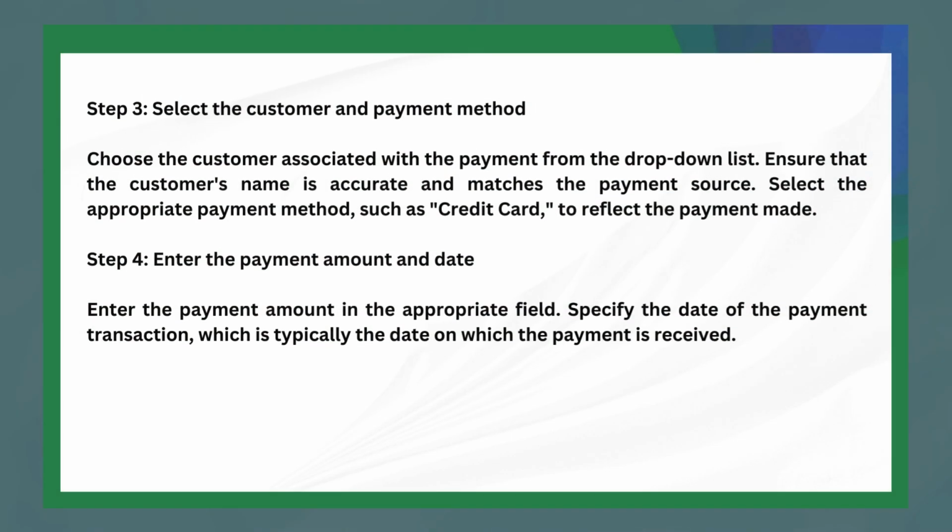The third step is to select the customer and payment method. So choose the customer associated with the payment from the drop down list. Ensure that the customer's name is accurate and matches the payment source. Select the appropriate payment method, such as credit card, to reflect the payment made.